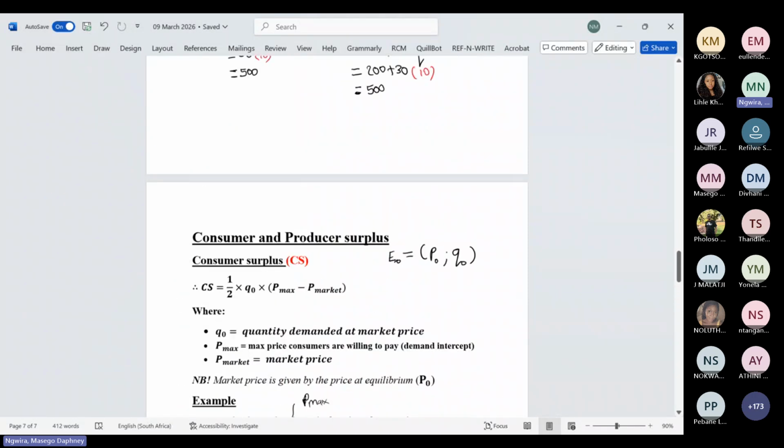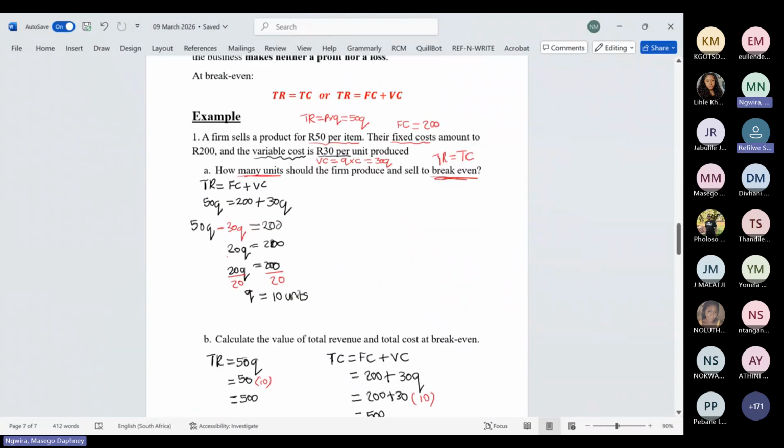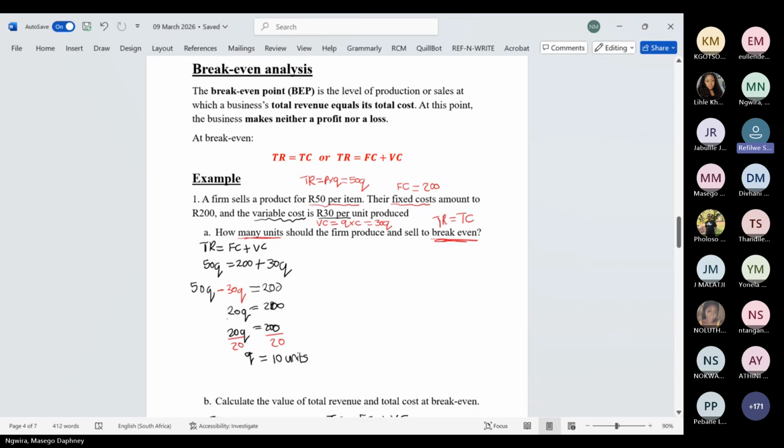You were saying I should go up. Yes. Okay, yeah. So I see here you said TR is equal to 50.